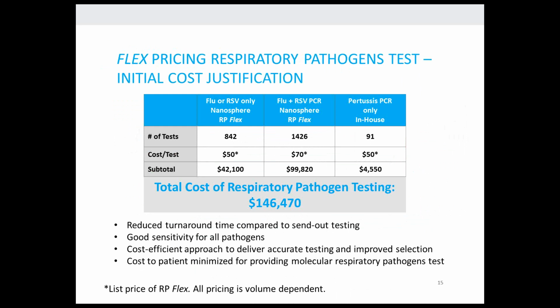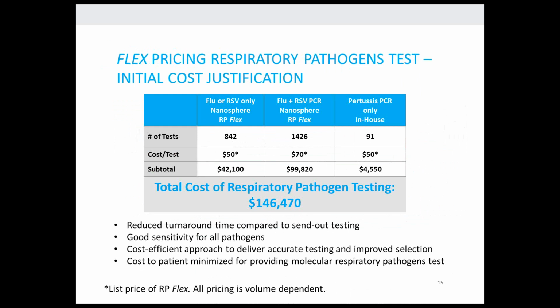The bonus testing that we were not offering in-house before is the pertussis. If they order that only, which often is what they do, they just want pertussis, then that cost would just be $50 instead of paying the send-out cost. That brought our test pricing down to almost $50,000 for the year.